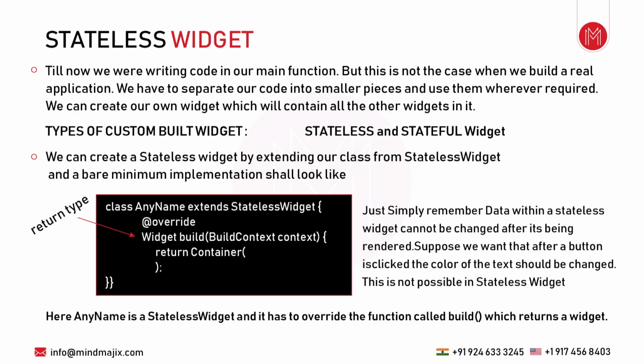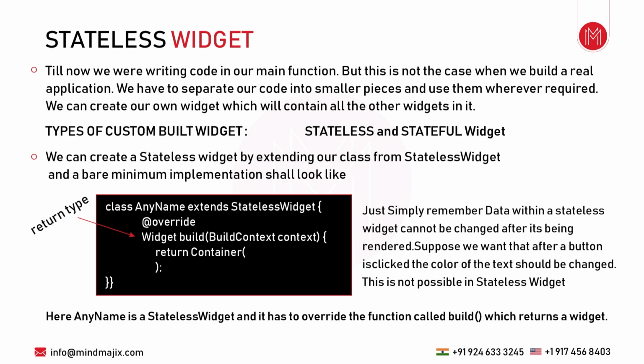Next we will be discussing what a stateless widget is. So until now we were writing code in our main function only. But this is not the case when we build a real application. There we definitely have to separate our code into smaller pieces and use them wherever required. We can create our own widget which will contain all the other widgets in it. The types of custom built widgets are stateless and stateful widget. Right now, you just have to focus on stateless widget. Definitely, we will be covering the other widget in later videos.